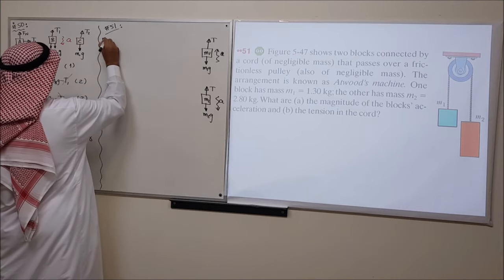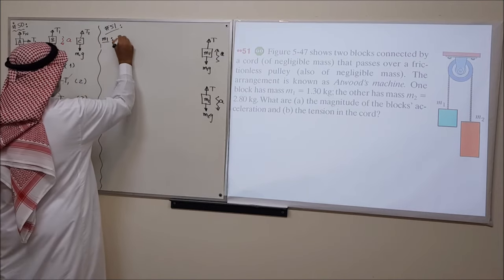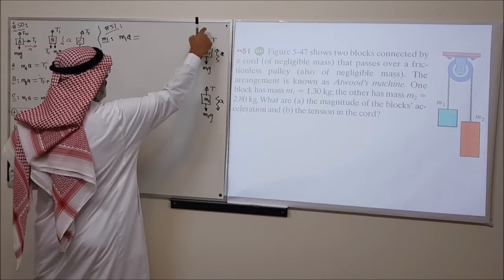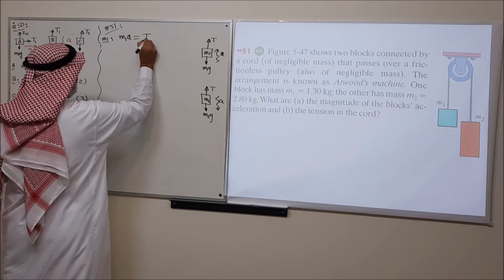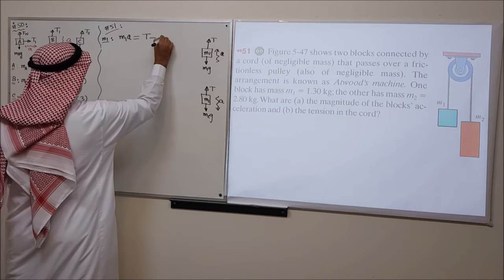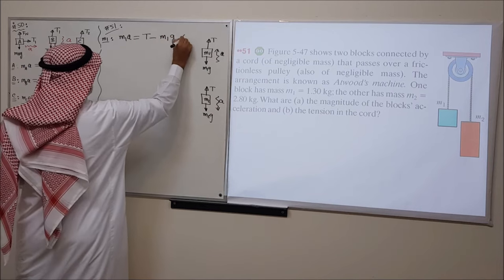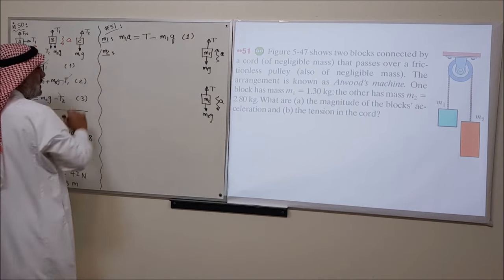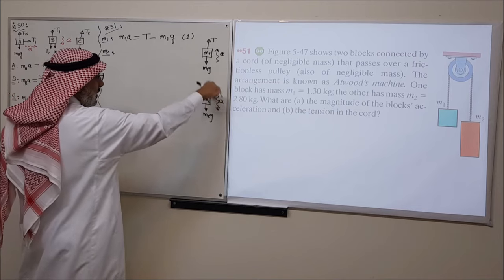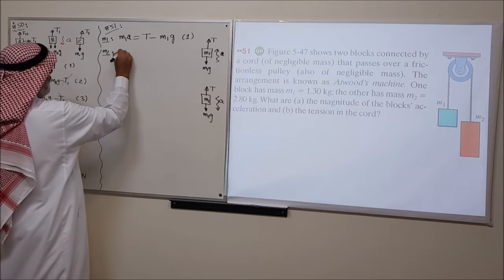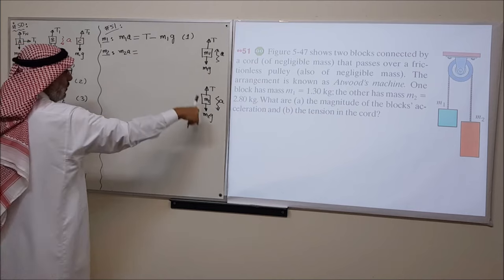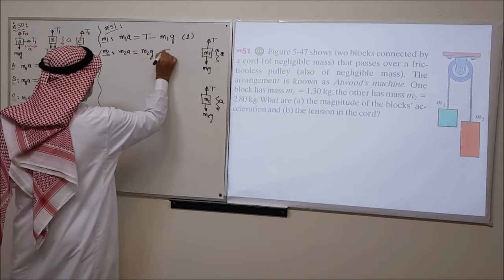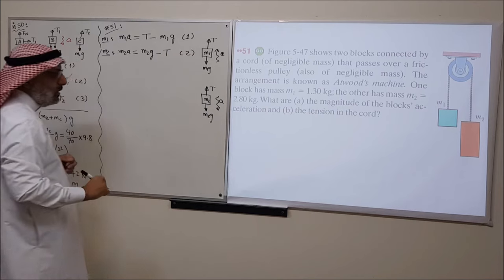For M1, Newton's second law says M1 times A is equal to the net force. T is positive in the direction of the acceleration, and then we have M1 times G. Let's call this equation number one. For M2, the heavy mass, let's take the direction of the acceleration to be positive, so that is M2A equal to M2G minus T. That is our second equation.